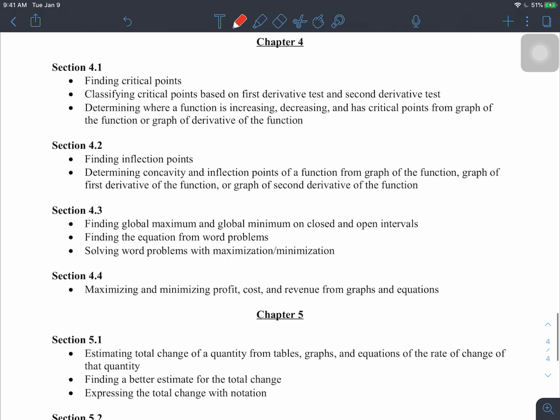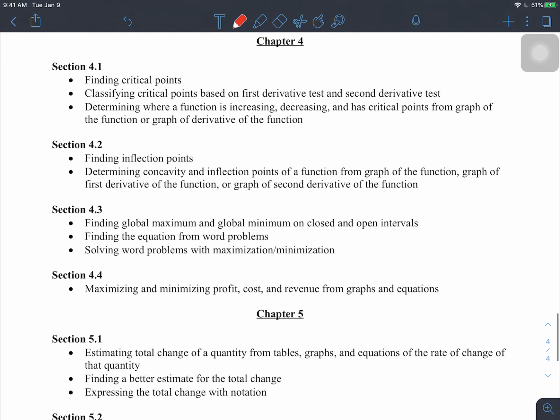Okay, then chapter 4 was all about local extrema. So finding critical points. We need to know what the definition of a critical point is. We should know that a critical point is not necessarily going to correspond to a max or a min. However, a max or a min will always be a critical point.